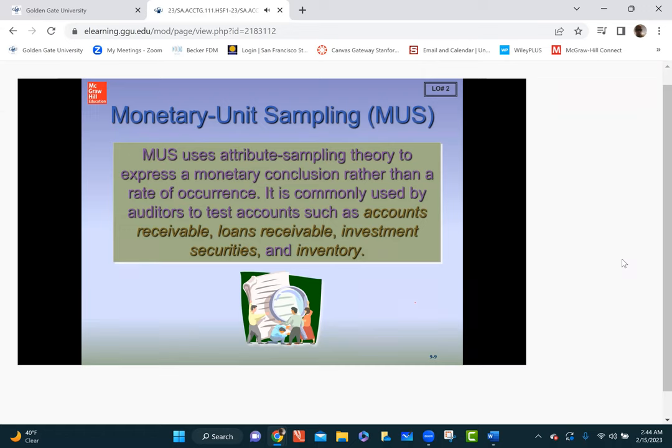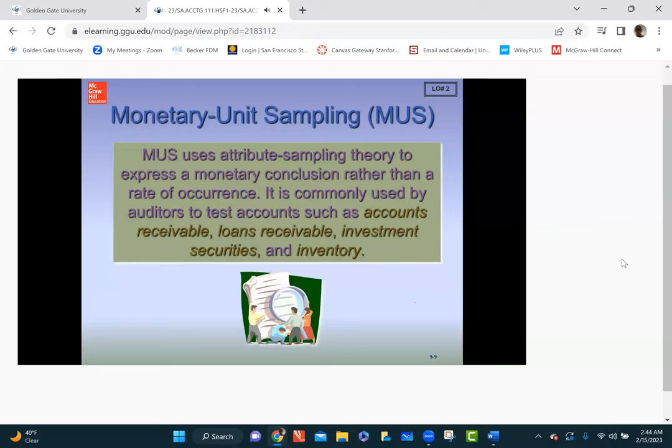Now, we are going to be testing that dollar, but we will use this idea of testing the entire account balance by sending out, say, a confirmation, confirming the dollar amount of that entire account balance. We will confirm that particular dollar as we go through. Sometimes it's called monetary unit sampling. I've also seen it called dollar unit sampling. Now, the larger the item, the more likely it will be picked.